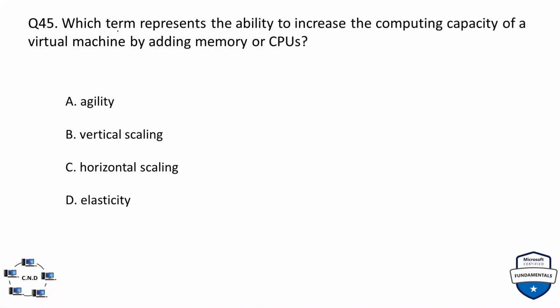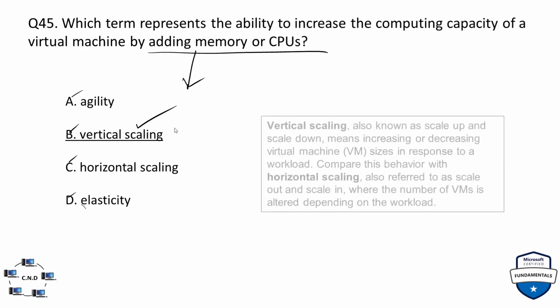Question number 45 is which term represents the ability to increase the computing capacity of a virtual machine by adding memory or CPUs? The options are option A, agility, option B, vertical scaling, option C, horizontal scaling, and option D, elasticity. And the correct option is vertical scaling. So adding memory or CPU means vertical scaling.